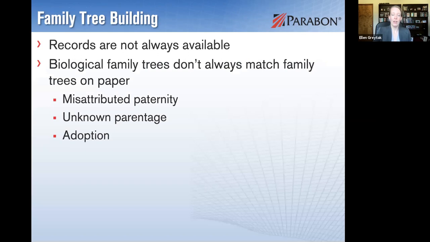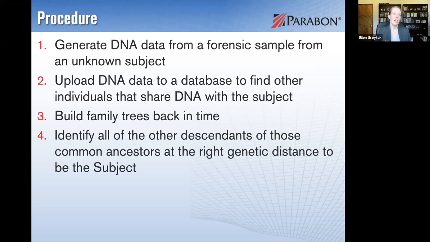The building back in time is usually simpler than going forward because you just need to look for people's birth certificates, which is public information in much of the US, but records aren't always available. So if that person's parent was born in another country, we might not have access to the records. And just because a relationship is on paper doesn't mean it's necessarily true in biology. The person might be adopted. They might have a parent that they don't know about, or they could be a child of a donor. They don't know who the parents are. So all of those make things difficult, but let's say we can build all the family trees back in time.